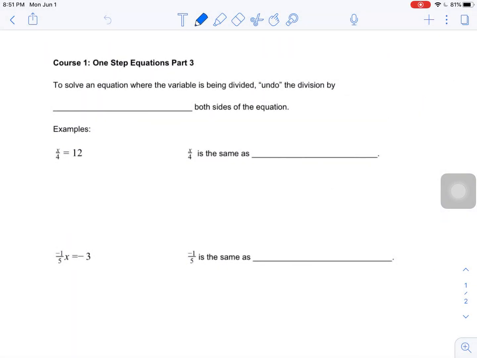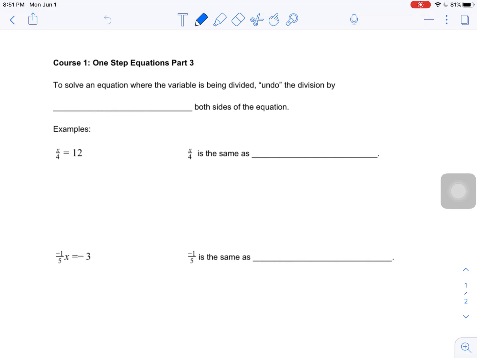For the last couple of lessons, we've been working with solving some simple or one-step equations. So we started with the idea of equations that have adding or subtracting, and that's where we introduced the idea of rearranging the equation to get the variable by itself so you can figure out what it is. And then we talked about how to undo equations that have multiplying.